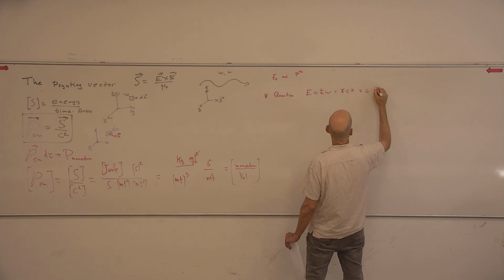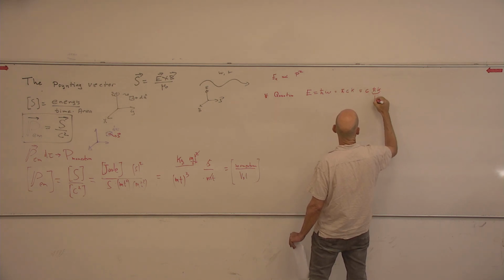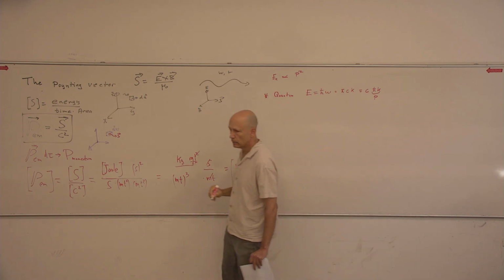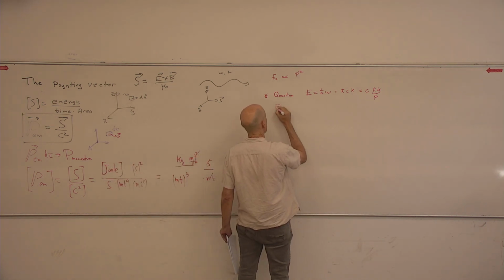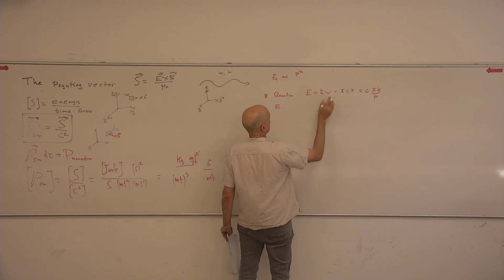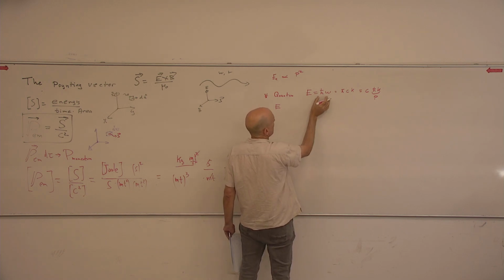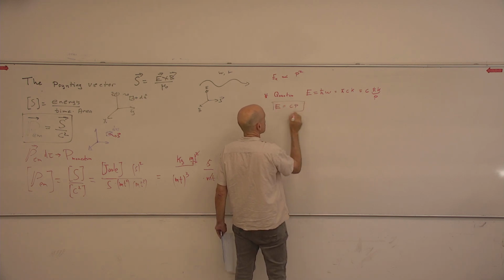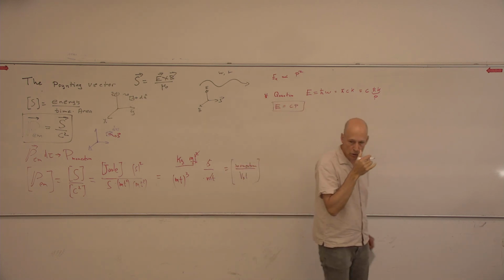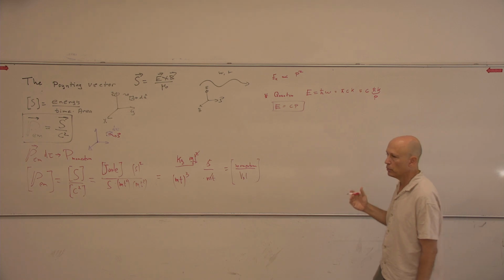And this is c h bar k. But what is h bar k in quantum mechanics? That's p. So you see here that this experiment says that you don't need h bar here. I mean, it says c times p. So you see that this is a linear relation between energy and p.